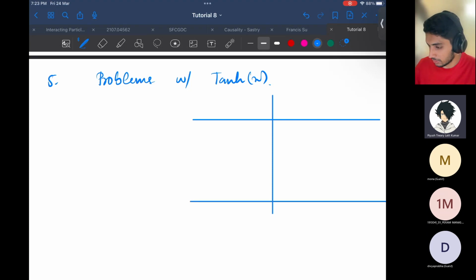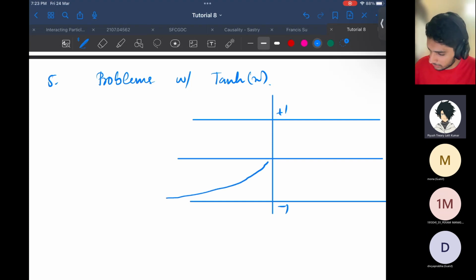Something like this, right? And on an x-axis, let's say this is plus 1, this is minus 1. I think it goes something like this. It crosses this thing and it goes like this, or something like this. Okay, so this is how a tanh x function looks.